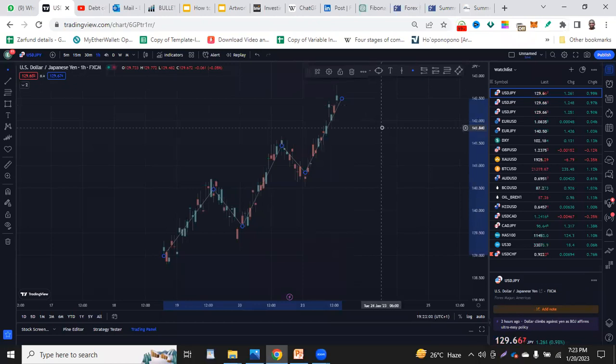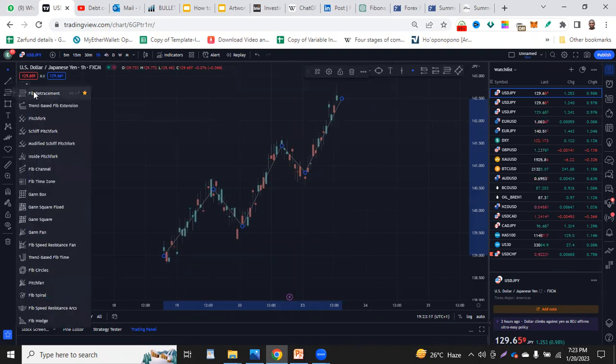So this is a move, right? It's going up, okay? So what we want to do now is that, first of all, we are going to go and look for Fibonacci. If you're on TradingView, this is where you want to go. So you come here, you click, and then you look at Fib retracement.